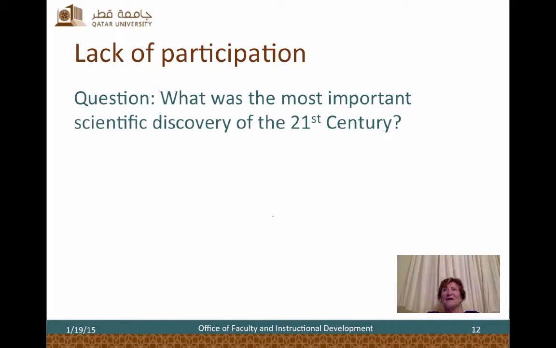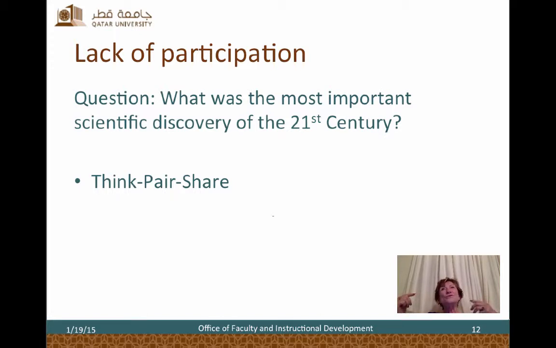For example, if I was going to ask a question, what was the most important scientific discovery of the 21st century? I guarantee you, very few students would want to answer that, and no at-risk students would, because it takes some thought, and it's a scary question. But what if I used a think, pair, share, and said, okay, everybody think of what you think was the most important scientific discovery. Now I want you to write that down on a piece of paper.